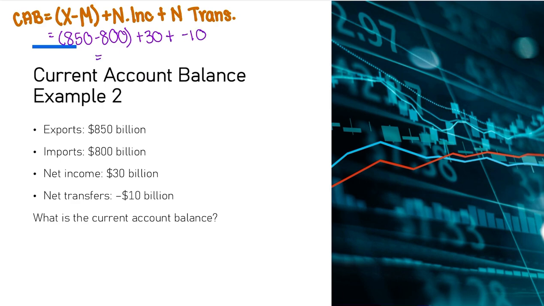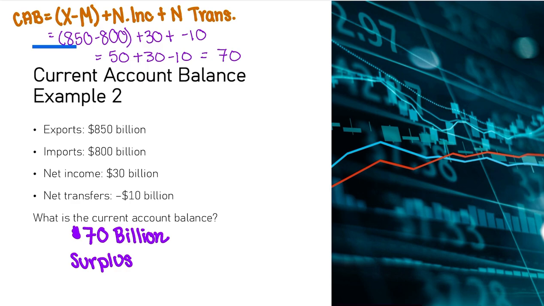So 850 minus 800 gives us 50, plus our net income, which was 30, plus our net transfers, which was negative 10, which gives us positive 70. So our current account balance for this economy is a positive $70 billion. Since it's positive, that means that there is a surplus in our current account balance, meaning that we are giving loans or providing lending to other countries.